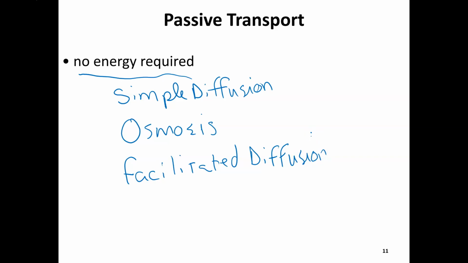All right. I'm going to stop this video now, and in our next video, we will talk about these different forms of passive transport.